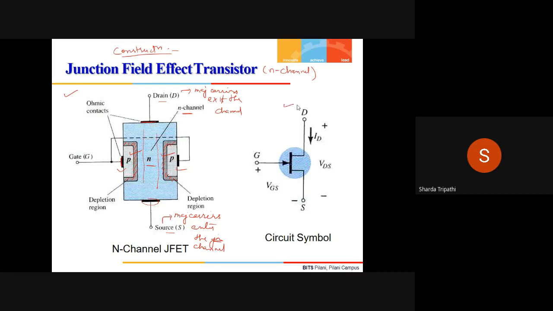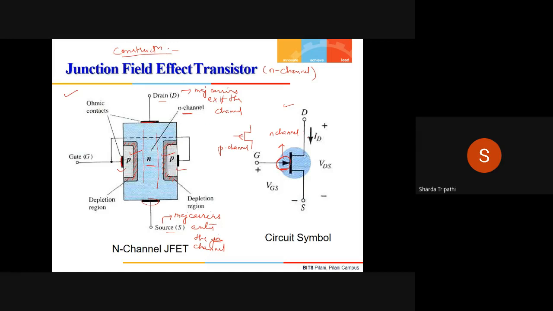Then here you have the circuit symbol of the JFET. Again, I need you to observe this arrow over here. If this arrow is pointing inwards, then this is the symbol for an N-channel JFET. If it is outward, as we will see later, then this signifies that this is a P channel. For now, you need to keep in mind that for an N channel, the arrow on the gate terminal is inwards.